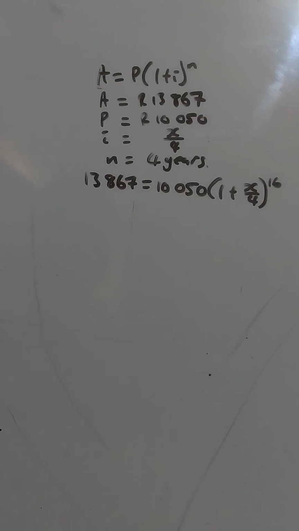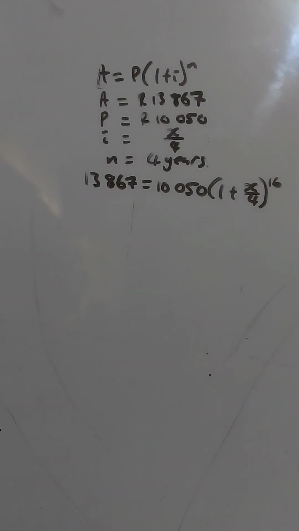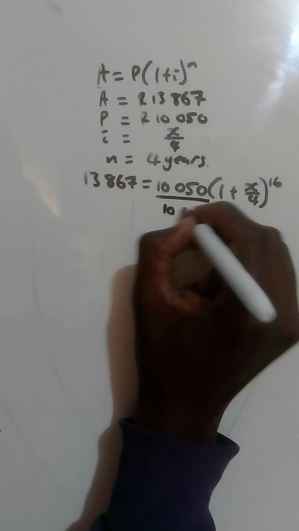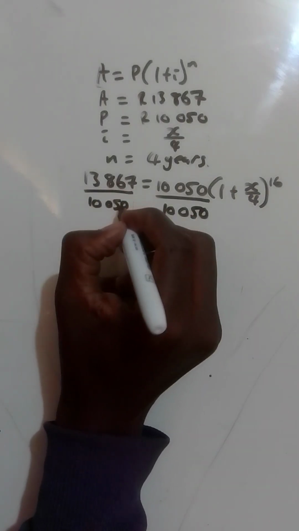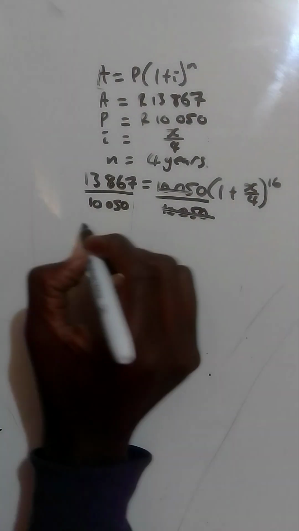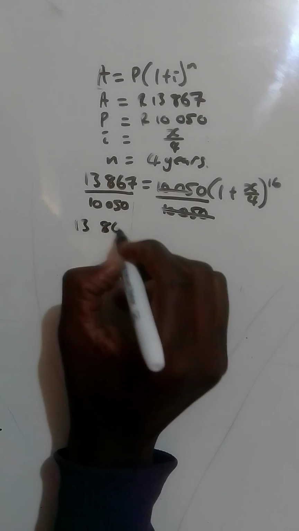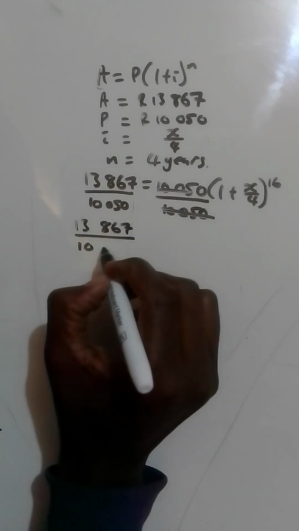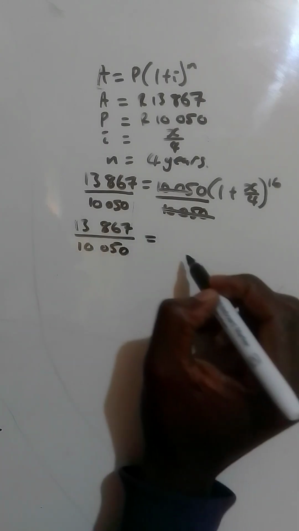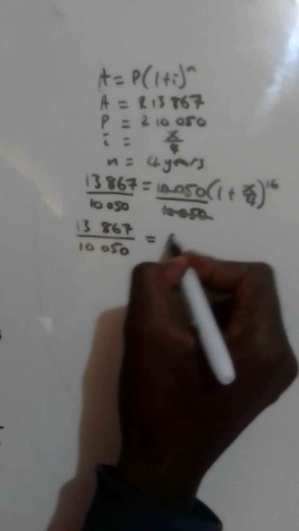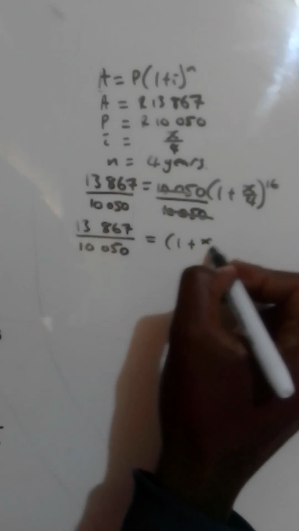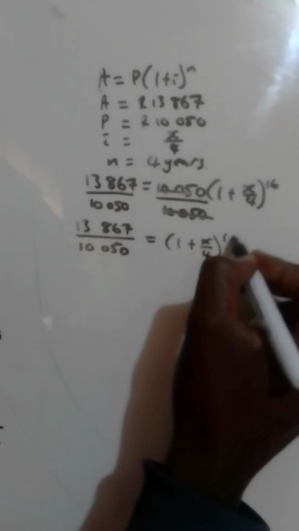Now, here the 10,050 is multiplying by that. We do the opposite. The opposite of multiplication is division. So we divide by 10,050 on the right hand side, and we divide by 10,050 on the left hand side. Now these two cancel out. So at the next stage, we are given 13,867 all over 10,050, which is equal to, because we are no longer multiplying, 1 plus x over 4 to the power 16.